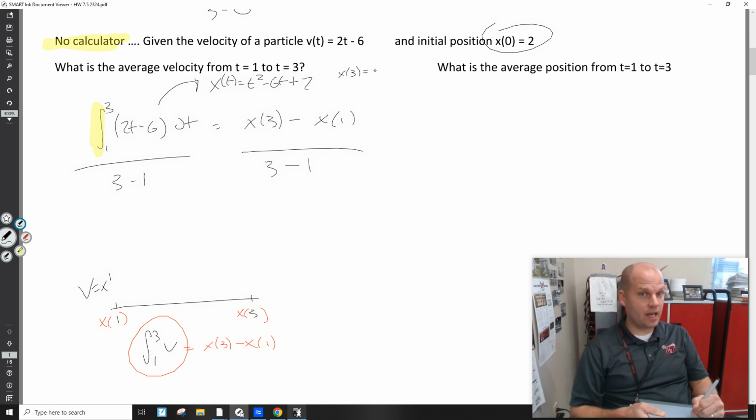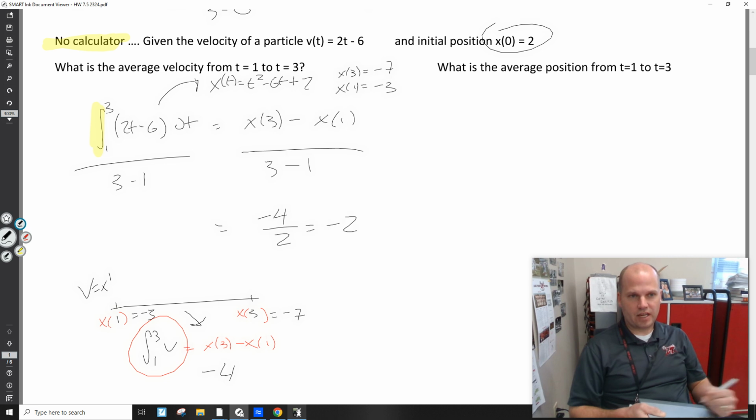My position at time 3 is 9 minus 18 plus 2, which is negative 9 plus 2, which is negative 7. My position at time 1 is 1 minus 6 plus 2, which is negative 5 plus 2, which is negative 3. Now, this is important. The ending position was negative 7. The starting position was negative 3. Make sure we subtract them in the right order. We start at negative 3, we get to negative 7. We decreased overall by 4. So this is going to be negative 4 over 2, which is negative 2.